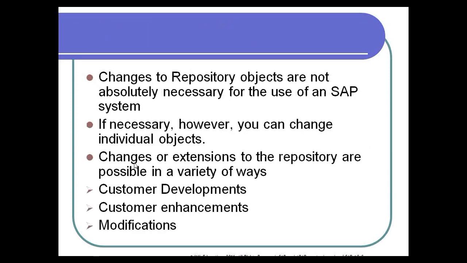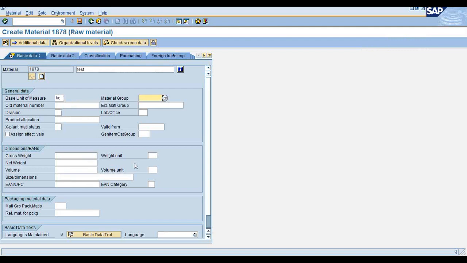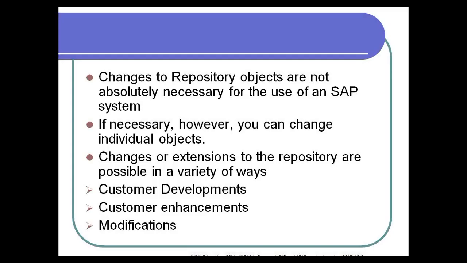Right? So changes to repository objects. Repository object means all the programs, tables, all these things are not absolutely necessary for the use of an SAP system. As I said, it's not mandatory that you should change something before you use these applications. If the application is meeting your requirements, then you can simply use that application. You don't need to make any changes. But if necessary, however, you can change individual objects.